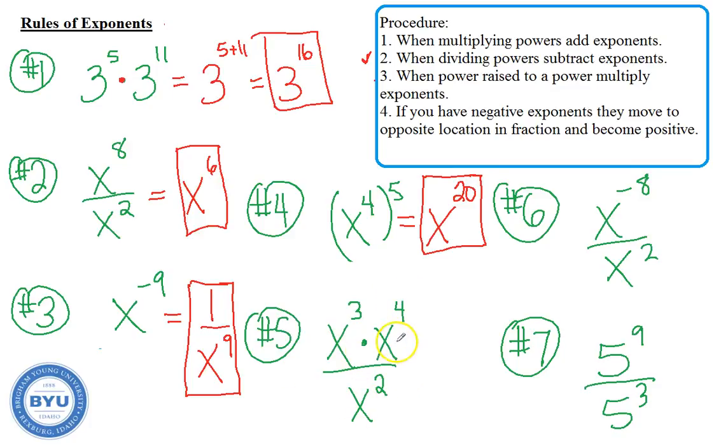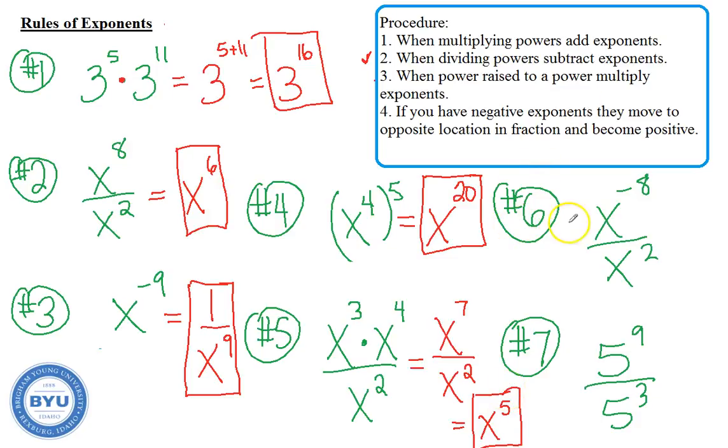Number 5, we have x to the 3rd times x to the 4th, all divided by x squared. Ooh. Let's work with just the top here. I get x to the 3rd times x to the 4th. We're multiplying powers, so we would add the exponents. That would be x to the 7th. Now we would need to divide it by x squared, which means we're going to subtract the powers. And so my final answer would be x to the 5th on that one. That was like a 2-step problem.